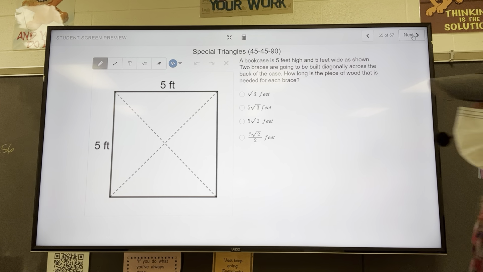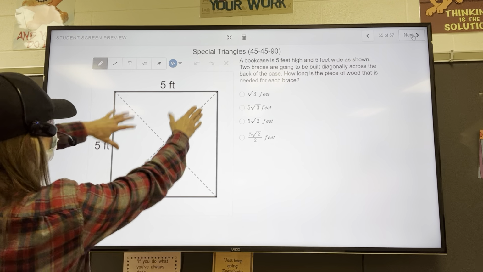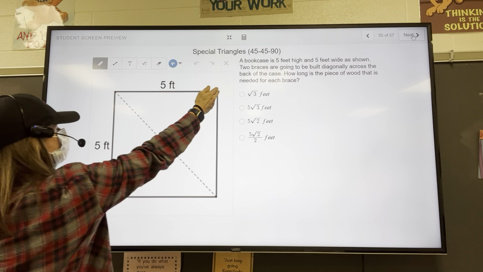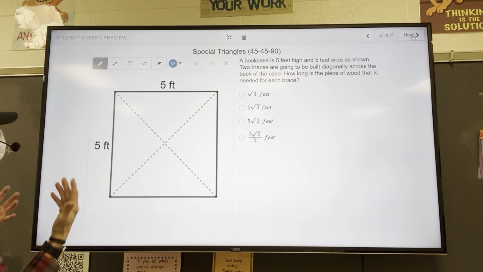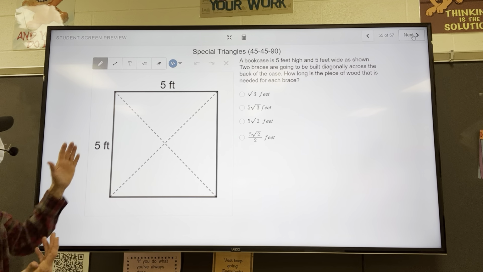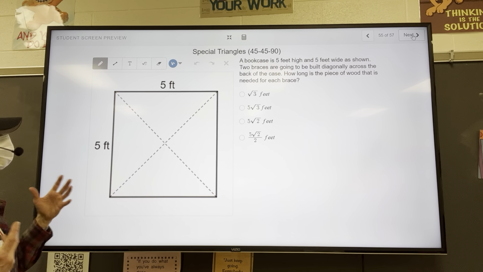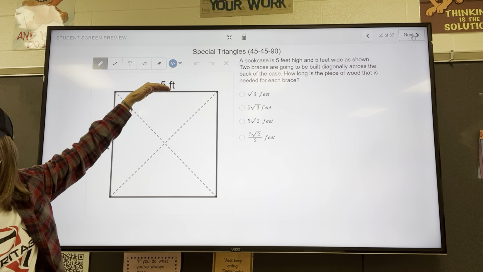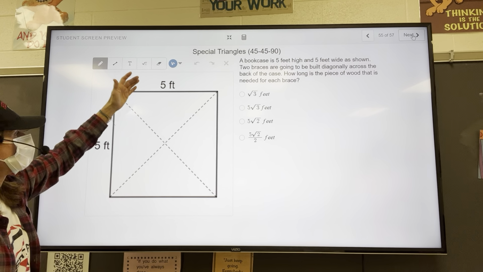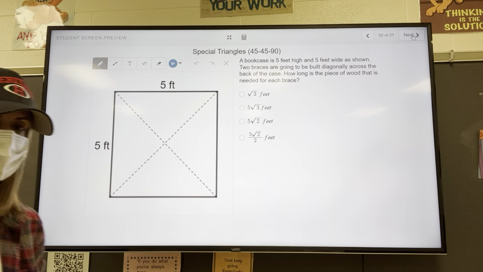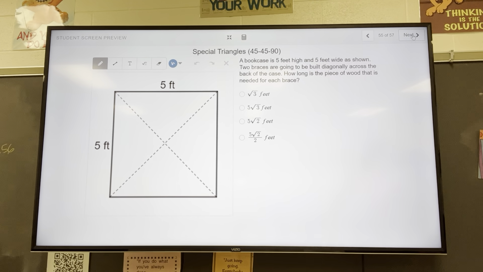This is a special right triangle. Oh, there's two of them, right? This is a square. This diagonal is the hypotenuse. You just have to have memorized that the relationship between the length of the legs, which are the same, so 45, 45, 90, and the hypotenuse is square root of 2. So it's the length of the leg times square root of 2, so it's just 5 root 2. No work.